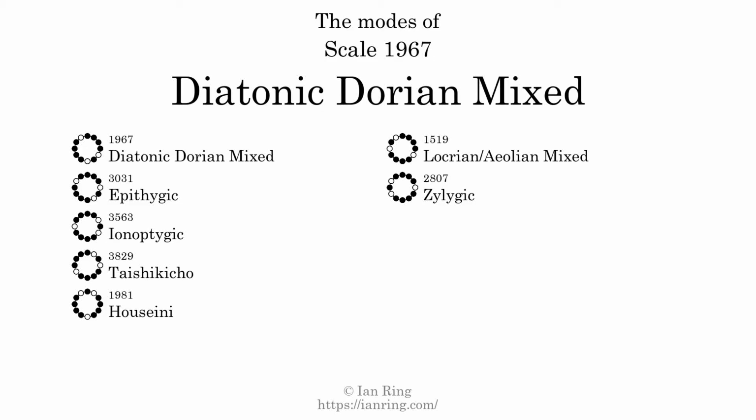The seventh mode is scale 2807, also known as Xylogic. It sounds like this.